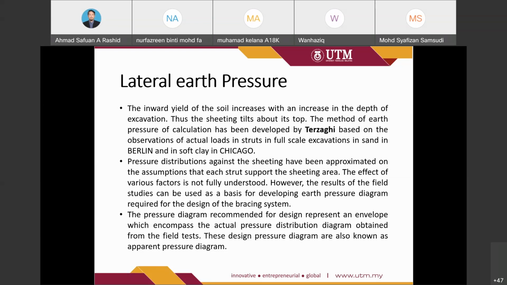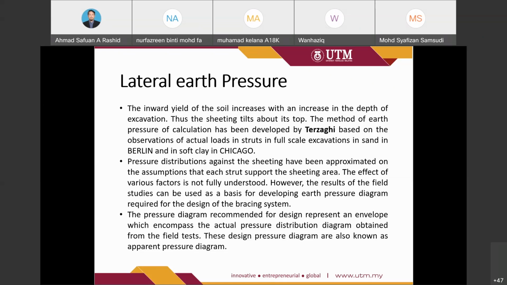The pressure distribution against the sheeting has been approximated on the assumption that each strut supports the sheeting area. The effect of the variable factors is not fully understood. However, the results of the field study can be used as a basis for developing the earth pressure diagram required for the design of the bracing system. So this is based on the field study. Terzaghi has come up with the formula based on the observation of the field study.